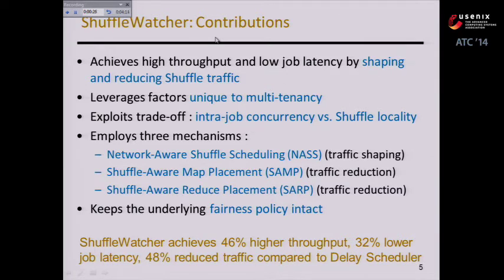ShuffleWatcher employs three key mechanisms: network-aware shuffle scheduling for traffic shaping, and shuffle-aware map placement and shuffle-aware reduce placement for traffic reduction. And again, the important point is that we keep the underlying fairness policy intact. In all, ShuffleWatcher achieves 46% higher throughput, 32% lower job latency, and 48% reduced network traffic compared to delay scheduler.